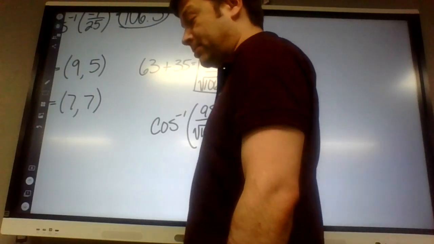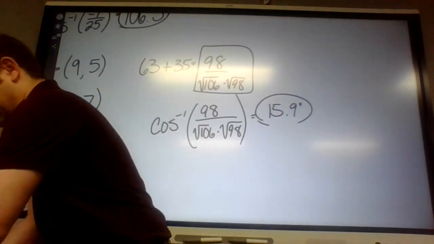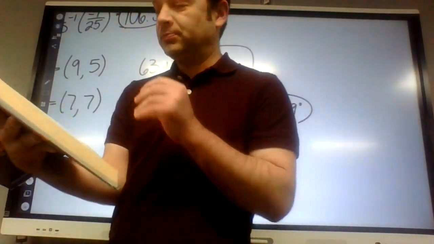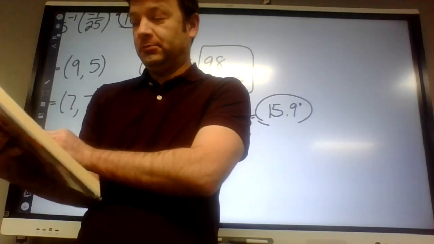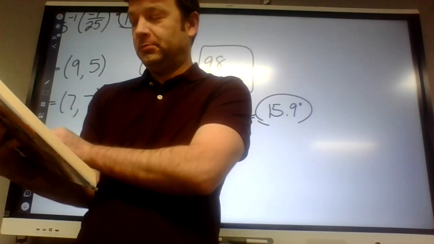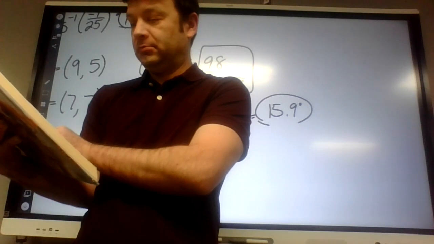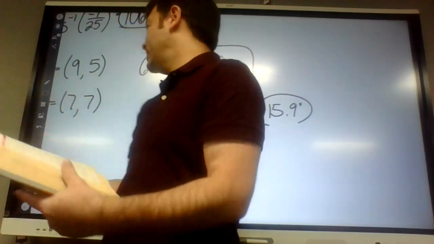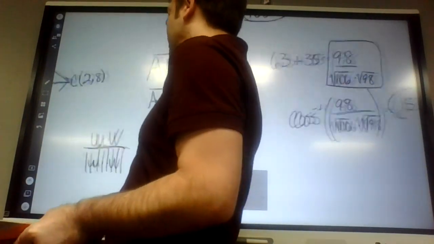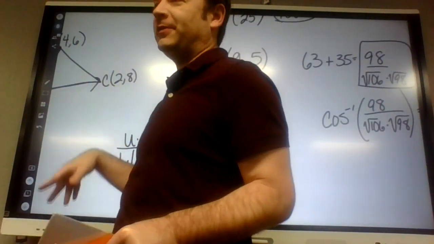So the moral of the story is go slowly. Make sure you're looking at the right problem. I didn't do 16, by the way. I just put the A from 16 down. So 16 is not 53.9.